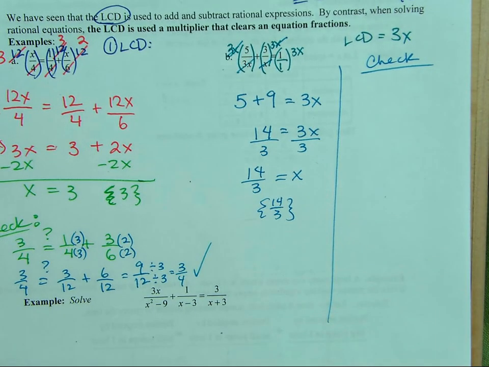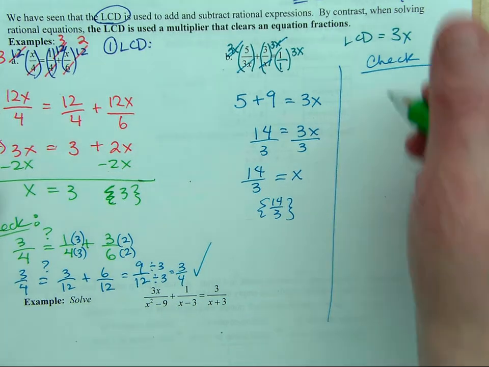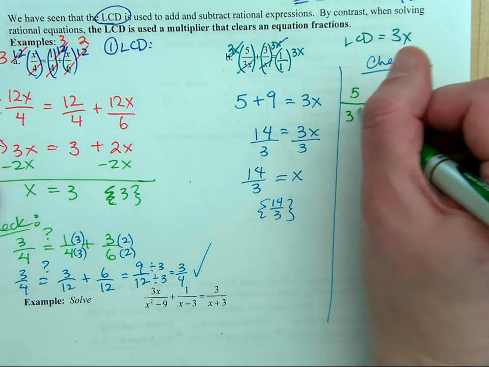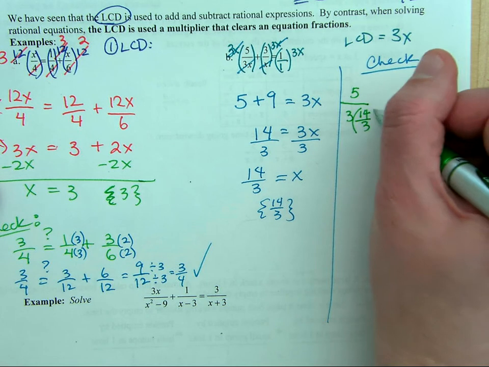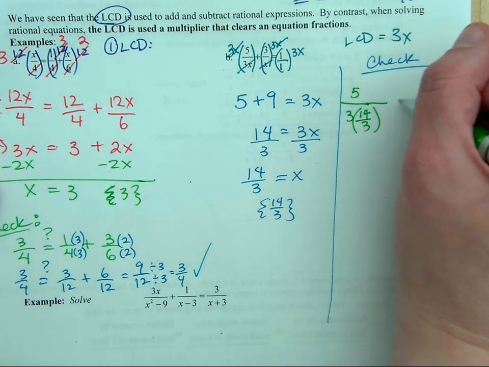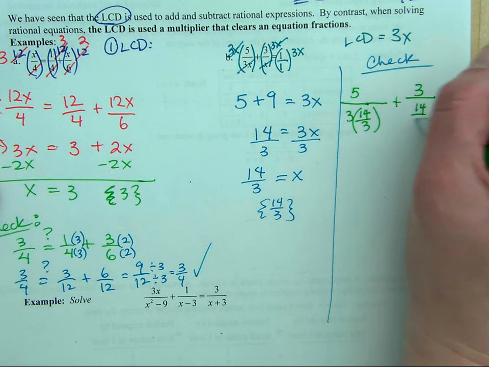And to check it, I'm going to plug it in. I am going to get some complex fractions, but that's okay. We know how to deal with those. So we have 5 over 3 times 14/3. That looks weird. I agree with you, but it's just a complex fraction, right? Fraction within a fraction. Plus 3 over 14/3. Is that equal to 1?